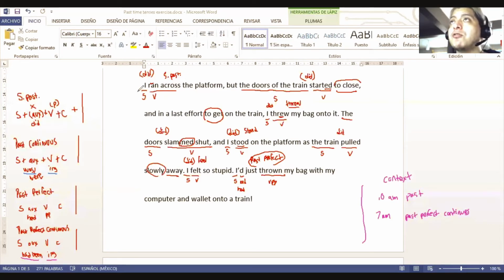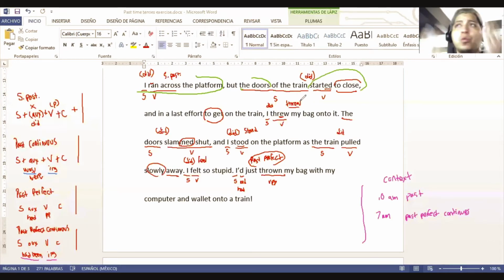Simple past. I ran across the platform. This is an important part. I ran. I did that. I did the action of running. The doors of the train started to close. This is another important part. The doors started to close.